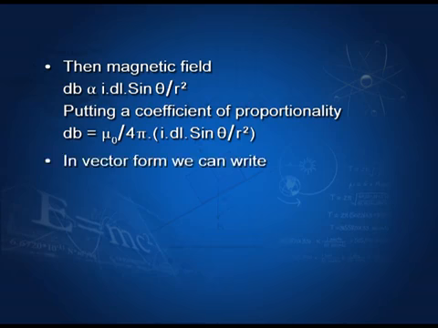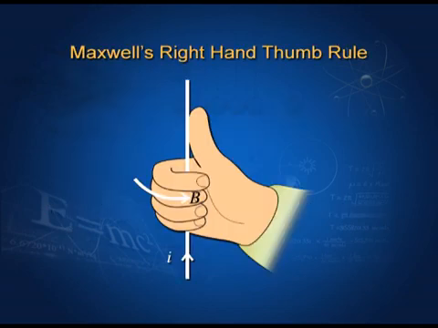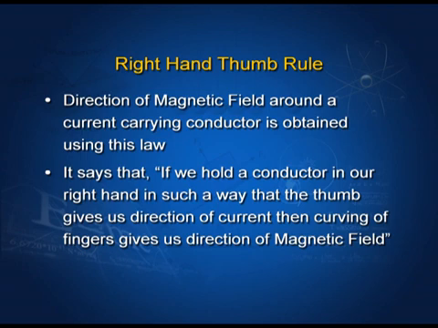In the vector form, we can write dB equals mu naught upon 4 pi, I dl cross r divided by r cubed. The direction of the magnetic field is obtained using Maxwell's right hand thumb rule. Now, what does this right hand thumb rule say? It says that if we hold a conductor in our right hand in such a way that the thumb gives us the direction of the current flowing through the conductor, then the curling of the fingers around the conductor gives us the direction of the magnetic field.